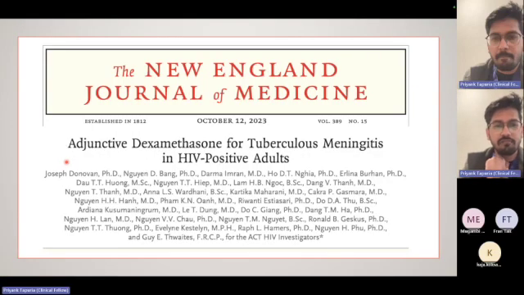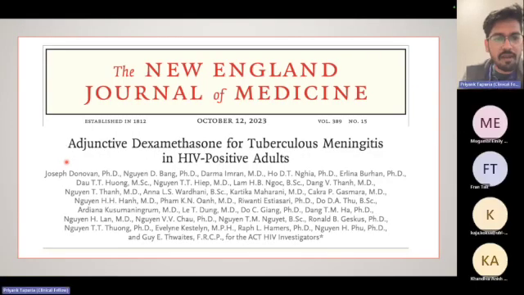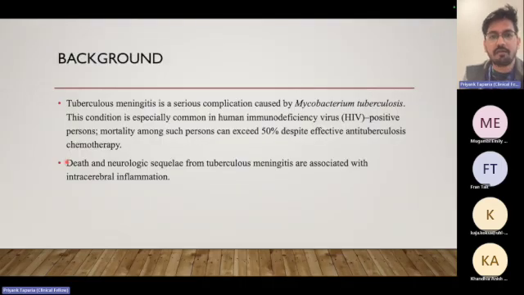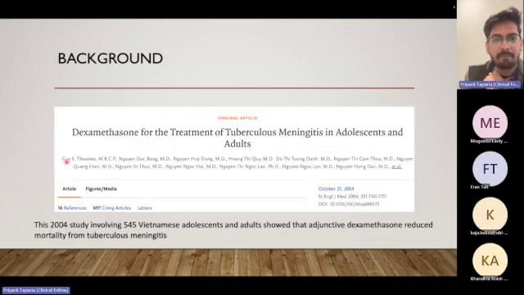So today's topic was an article published last month, adjunctive dexamethasone for TB meningitis in HIV positive adults. This study is important because TB meningitis is a serious complication caused by tuberculosis, very commonly found in HIV positive patients, and mortality can exceed 50% in those with HIV. And there were two studies done prior to this one.